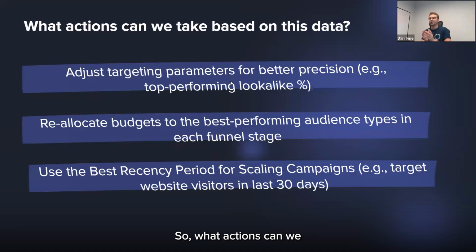So what actions can we take based on this data? Adjust targeting parameters for better precision, for example, top performing lookalikes. Identify those lookalike areas and either scale them up or test ones that we haven't done yet. Reallocate budgets to the best performing audience types in each funnel stage. Use the best recency period for scaling campaigns. Example, target website visitors in the last 30 days. So we can really look at all those different moving parts and put them into one.